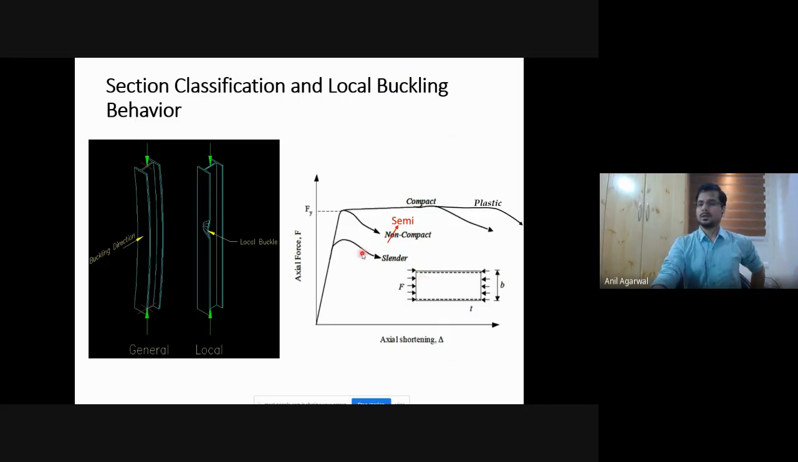So the actual behavior is that if you keep applying load, and the plate is thin in comparison to its width, B by T, right? If T is very small in comparison to its width, then the plate is more likely to buckle even before it reaches the yield point. So if B by T is too large, you will have this kind of failure where it will locally buckle. The plate will buckle before it reaches the yield point. If B by T is sufficiently small or not too large, then it will just reach the yield point and then buckle.